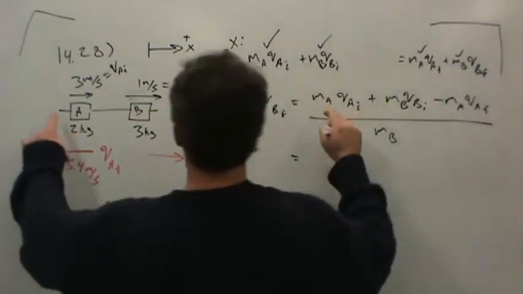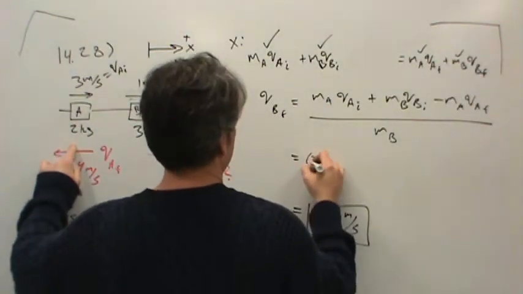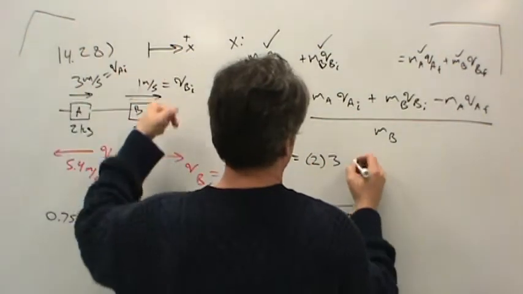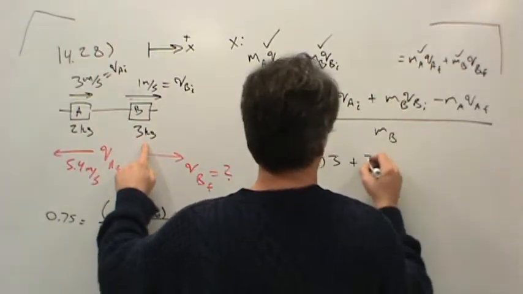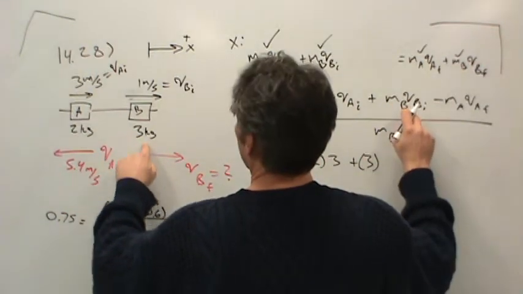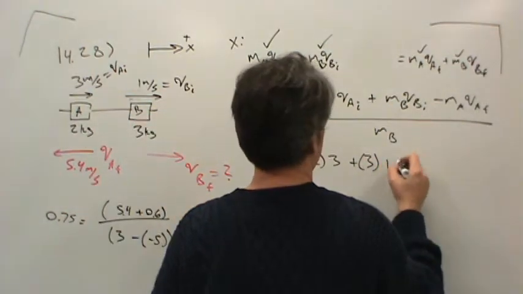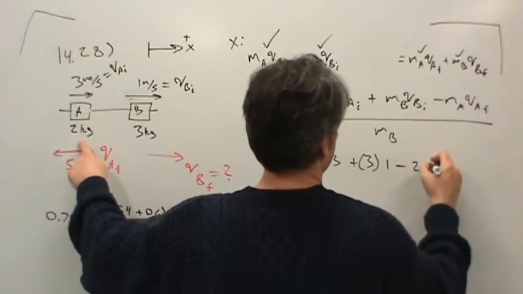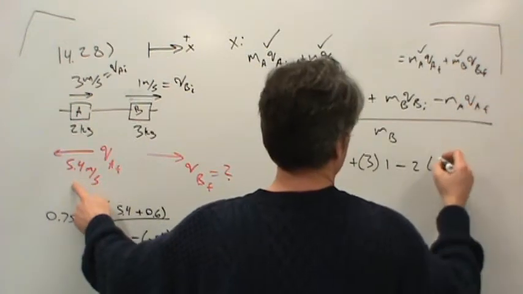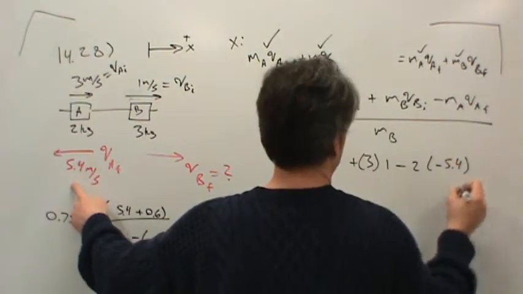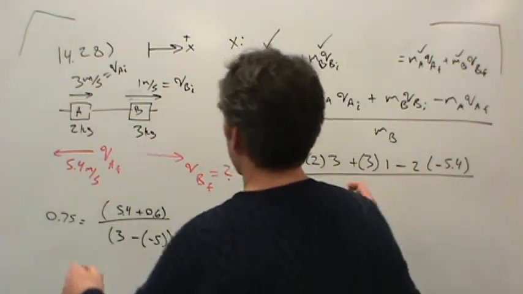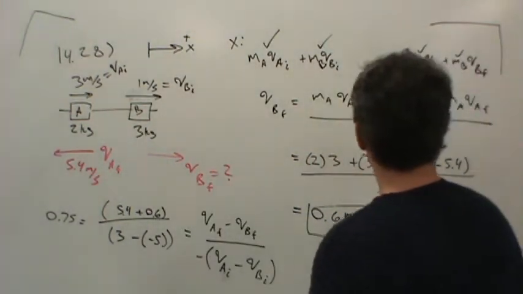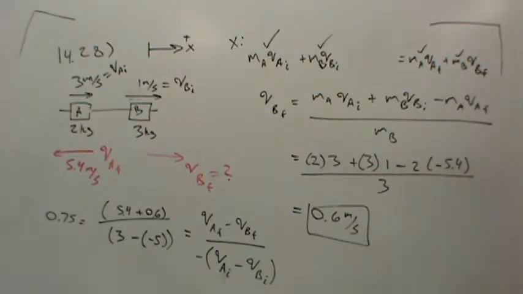So mass of A, 2 kilograms. Velocity of A initial, 3 meters per second, positive to the right, plus the mass of B, 3 kilograms. Velocity of B initial, 1 meter per second to the right, minus mass of A, 2 kilograms. Velocity of A final, negative 5.4. Now, of course, I'm going to need calculator help here because I haven't worked this out. Mass of B, 3 kilograms. The unit should come out again in meters per second.